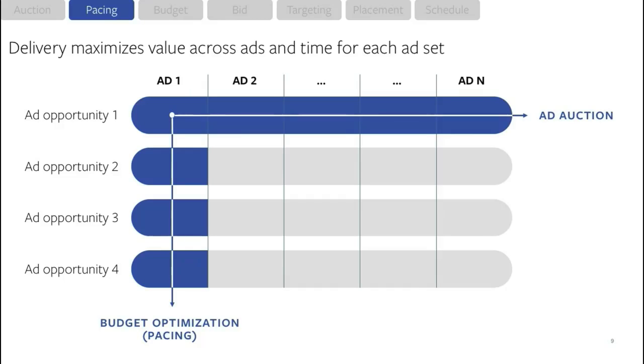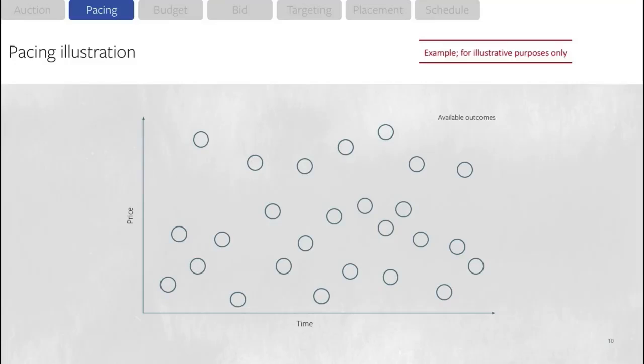This is a visual representation of the outcomes available to you over the duration of your campaign. Price per outcome on the y-axis, time elapsed on the x-axis. Let's say you've set a manual maximum bid. So outcomes above this price you've set via your bid are not available to us. And those below are.